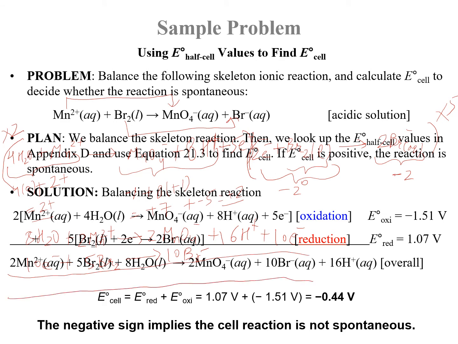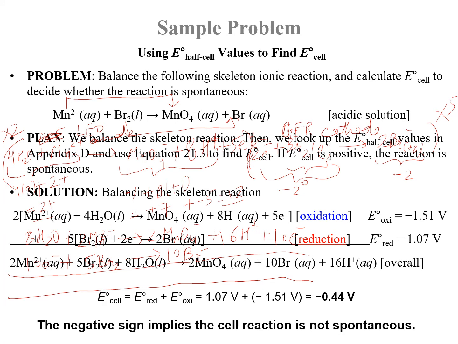Based on this, the first thing we can identify is which reaction is happening at the cathode. This is loss of electrons. Sorry, LEO, loss of electrons. This is oxidation, so this is my oxidation half. Oxidation happens at the anode. This is reduction, so GER. Where does this happen? This happens at the cathode.